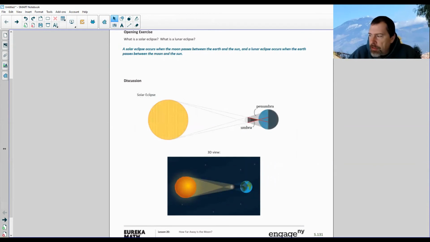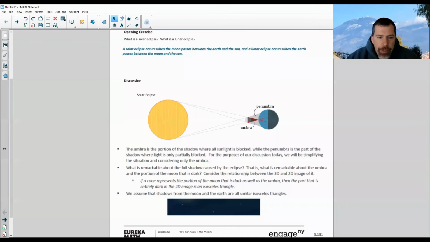Okay, so let's talk some more about how they calculated the distance from the moon to the earth using eclipses. Okay, so let's talk about this a little more. The umbra is the portion of the shadow where all sunlight is blocked. So that's the really dark triangle in there. For the purpose of our discussion today, we'll be simplifying the situation and considering only the umbra.